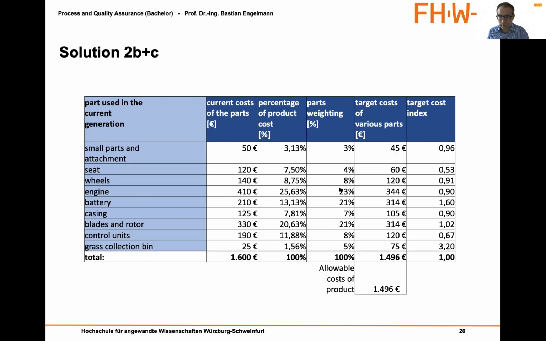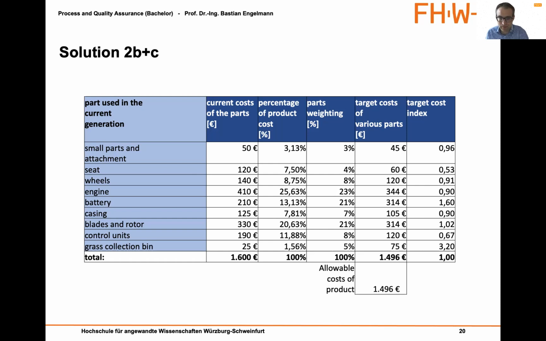If we go down the rows, you see that here we have current costs for the seat of 120 euro, and in the future we are allowed only to have 60 euro. So what you see here, we have really a serious cost cutting.